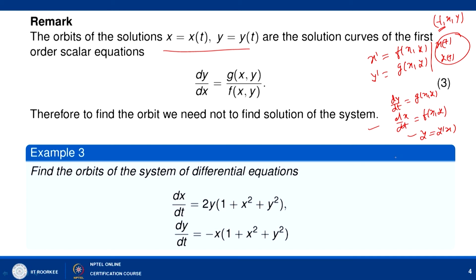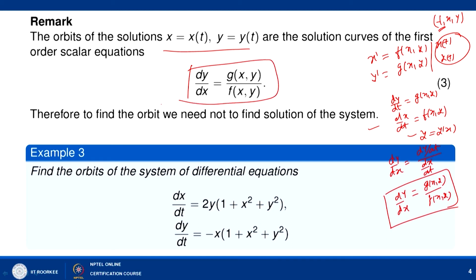Then we can find dy/dx as dy/dt divided by dx/dt. So, dy/dt is given as g(x, y) and dx/dt is given as f(x, y). So, we can find a relation between y and x provided that dy/dx equal to g(x, y) divided by f(x, y) has a solution.